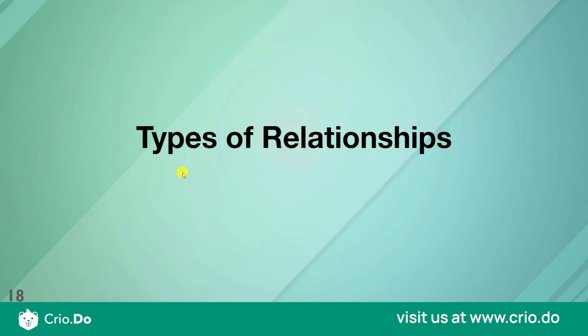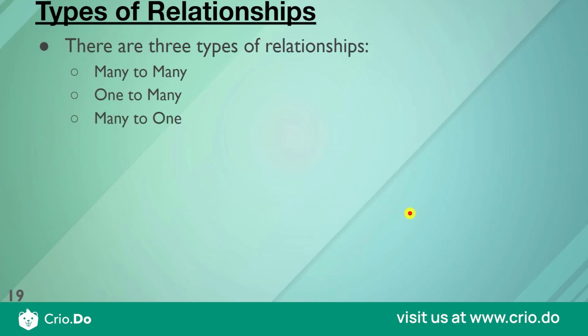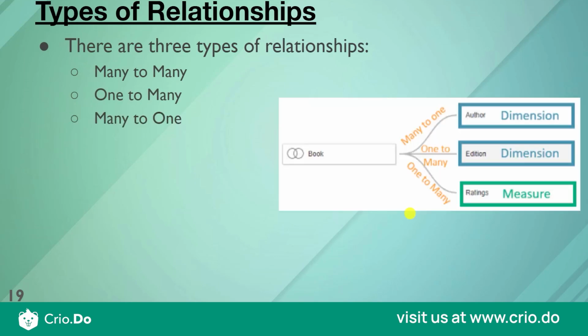We have different types of relationships inside this relationship concept, and we will look at what those kinds of relationships are. So these are the three relationships we have inside the relationship concept. The first one is many to many. The second one is one to many, and the third one is many to one.